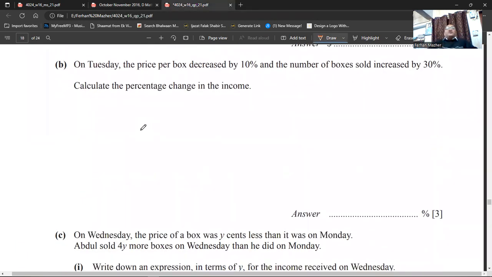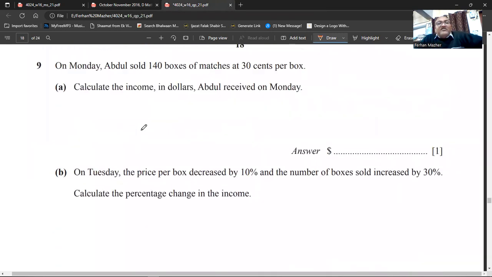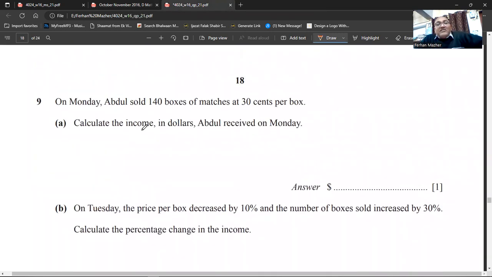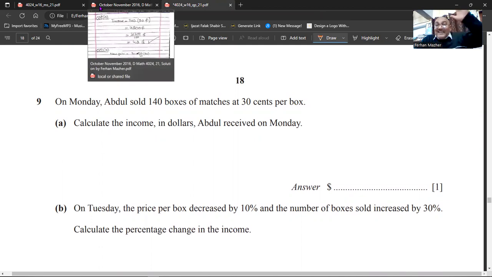He says on Tuesday, the price per box decreased by 10% and the number of boxes sold increased by 30%. Calculate the percentage change in the income. So the price will be decreased by 10% and the number of boxes will be increased by 30%. The price decreased, but the sale increased. So what will be the income? Then I will tell what is the percentage change in the income.